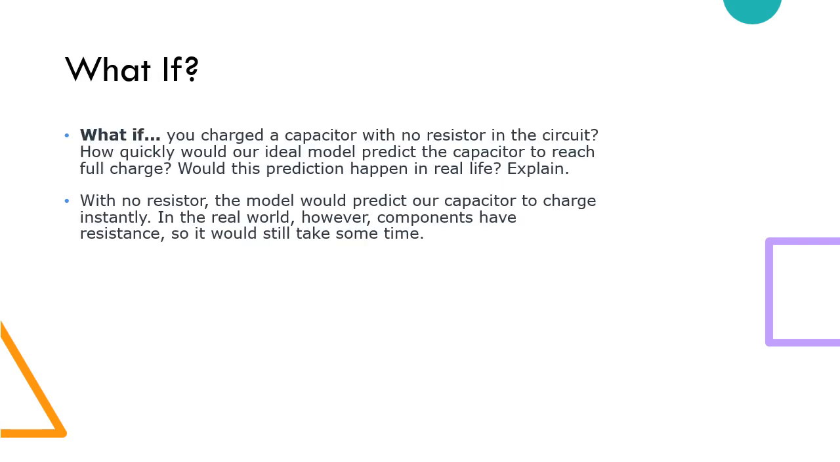What if? What if you charge a capacitor with no resistor in the circuit? How quickly would our ideal model predict the capacitor to reach a full charge? Would this prediction happen in real life? Explain. With no resistor, the model will predict our capacitor to charge instantly. In the real world, however, components have resistance, so it will still take some time.